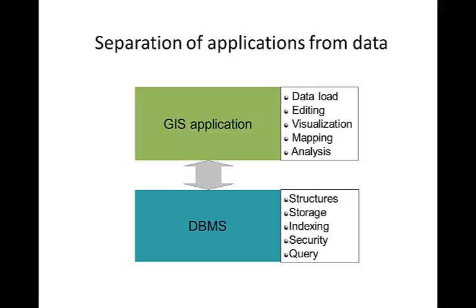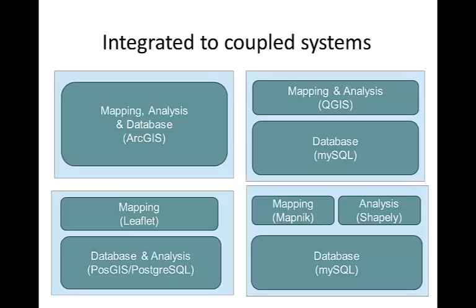The applications, which can differ, plug into that database, and they do things like support data loading, editing, visualization, mapping, and analysis. These are much more user-dependent functions than these. These are sort of generic underlying functions. So we can bolt all these different GIS applications onto a single database, resulting in different architectures, which is what this attempts to show.